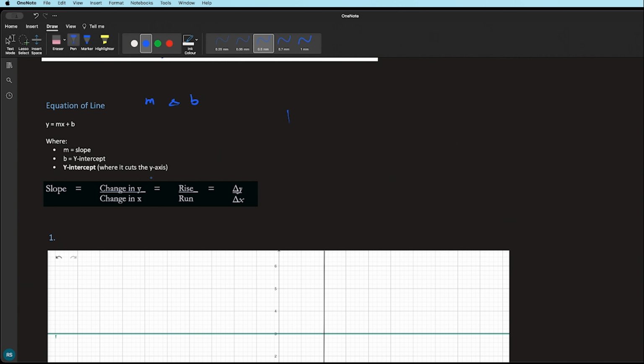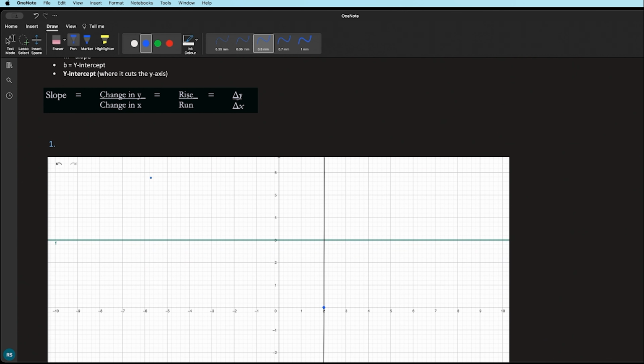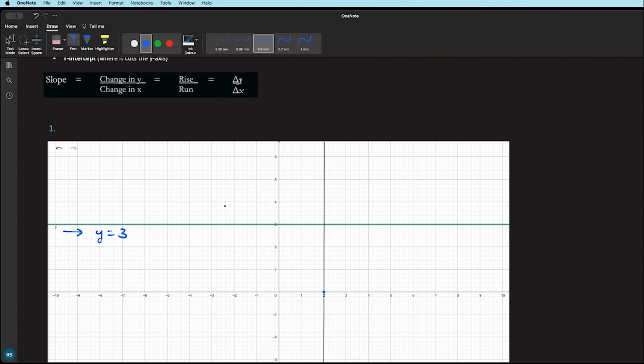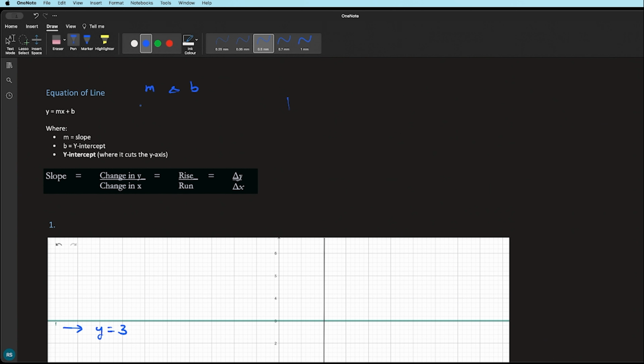Now let's study some equations so you can get a better idea how this works. Let me write this equation. This is a horizontal straight line, and the equation of this line is y equals 3. If I want to write this equation in slope intercept form, the equation of this line is also called the slope intercept form.